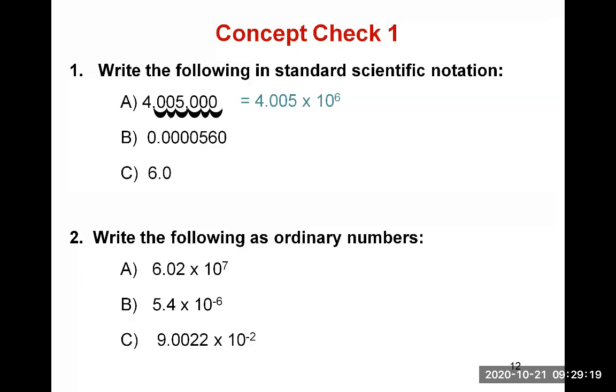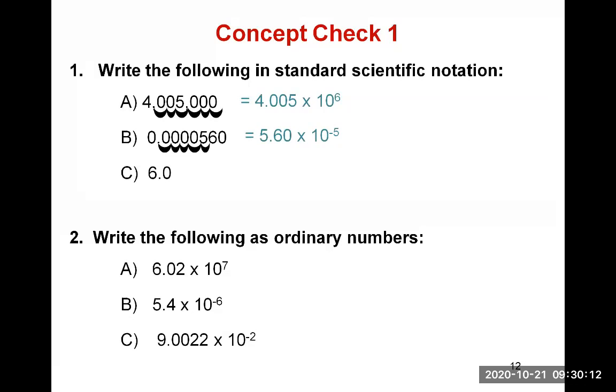The next number, 0.0000560, that's a small number. And the decimal point we need to move to the right until we reach between the 5 and the 6. That means we move 1, 2, 3, 4, 5 times to the right until we have 5.6, and we keep the 0 after that: 5.60 times 10 to the negative 5. The 5 is because we have moved 5 times to the right, and it's negative because we started with a small number. And the 0 after the 6 is significant, so that's why we have to write it down. You will learn that when you go over significant figures.